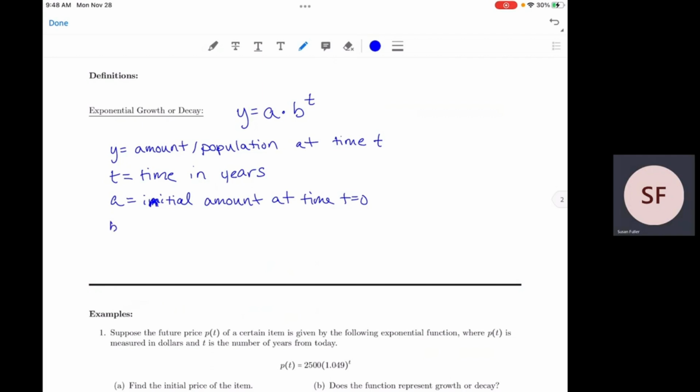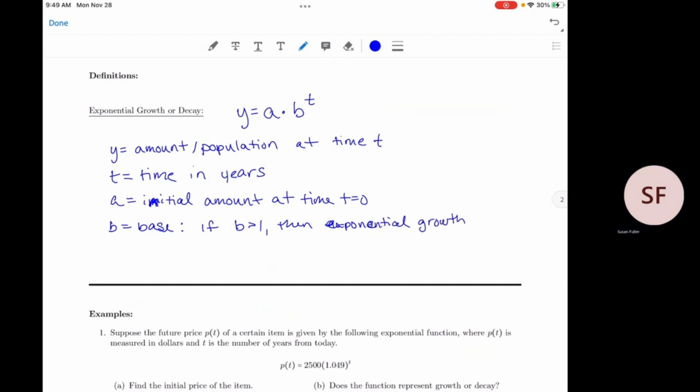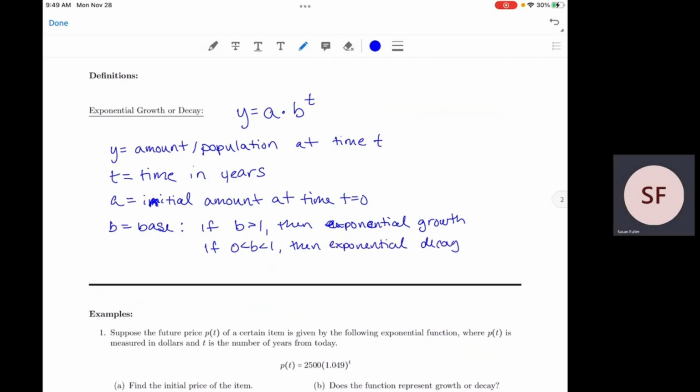And then B is the base of our exponential, and this is going to tell us whether we're dealing with growth or decay. If our base B is greater than 1, then we have exponential growth. And if our B value is between 0 and 1, if it's a fraction, then we are dealing with exponential decay.